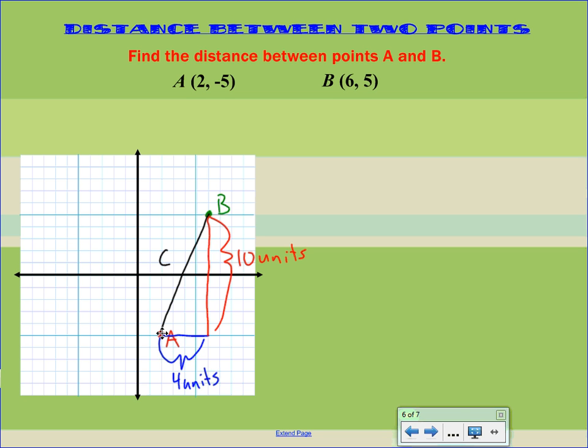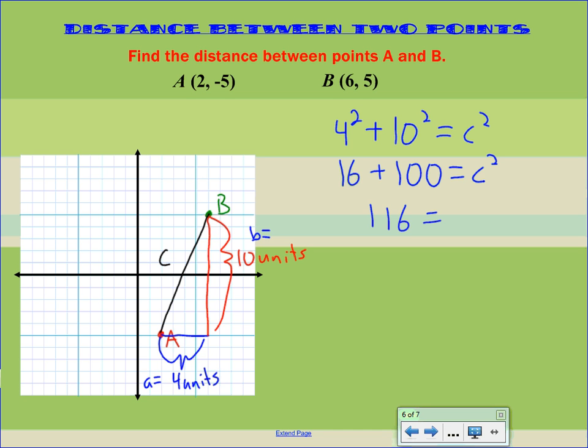And again, A and B don't really matter. I will call A the 4, and I'll call B the 10, but it's up to you which one you want to call it. And we're plugging right into Pythagorean theorem. So 4 squared plus 10 squared equals our value c squared. We can square both of those, of course. 4 squared gives you 16. 10 squared gives us 100 equals c squared. We want to keep going. We want to add them together. We get 116 equals c squared.